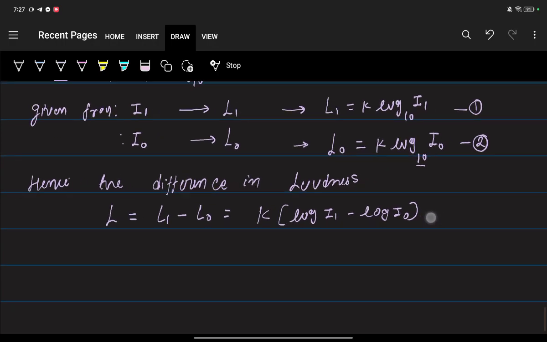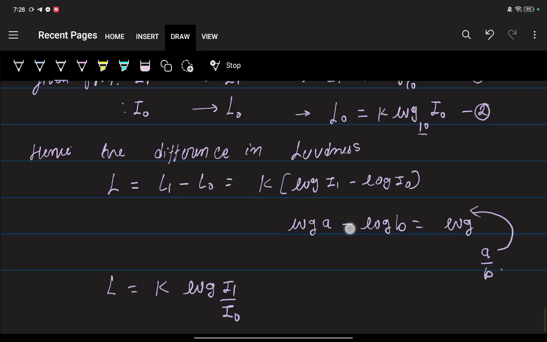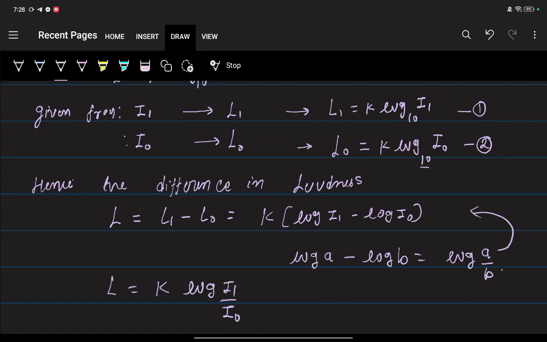According to the log property, if you have log a minus log b, you can write it as log a by b. So we are going to use this property of log. It will become K log I1 by I0, right? This is our third equation.